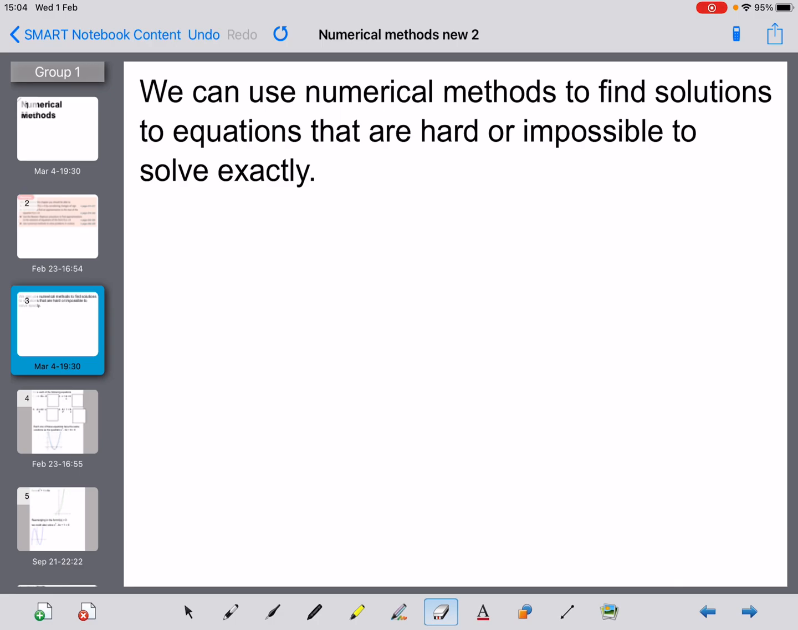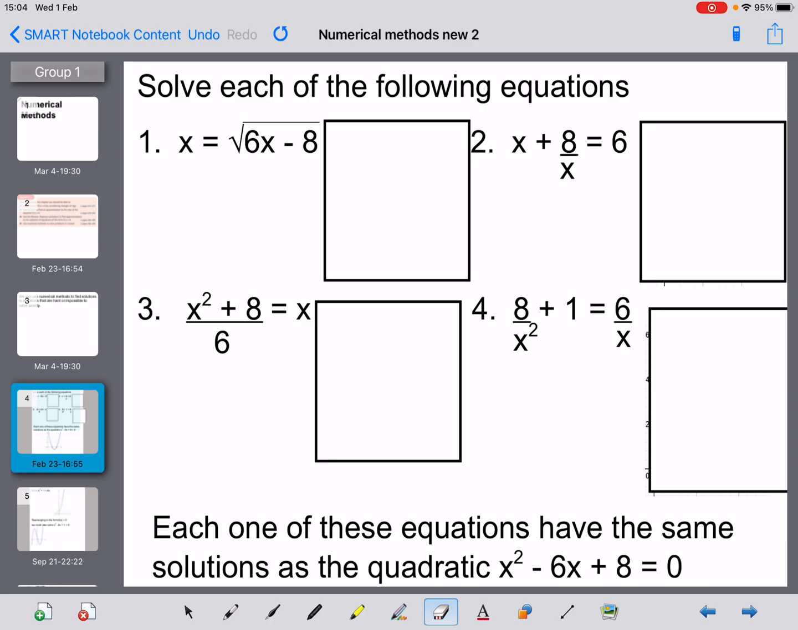So what I would like you to do, so you understand this a bit more, is here there are 4 algebraic equations. So I'd like you to just pause the video and then for 5 minutes use your skills to solve each of those algebraic equations.